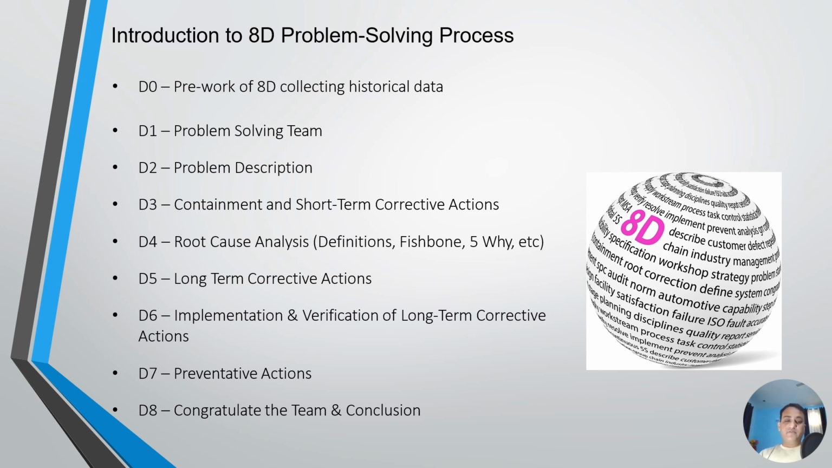And D5 is long-term corrective action that ensures the problem does not reoccur. Then we move to D6, that is implementation and verification of long-term corrective actions. D7 is preventive actions and D8 is congratulate the team and conclude. We will talk about all of these steps now one by one.